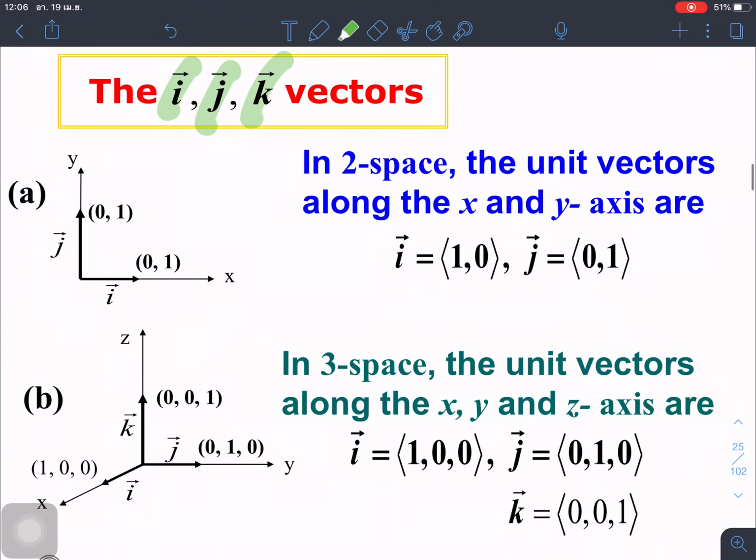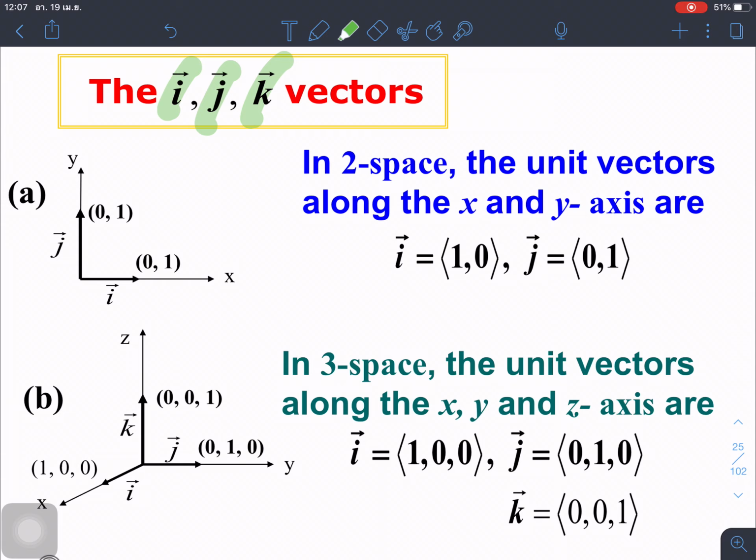Okay, the same concept for the three-dimensional space. You have i, j, and k. Any vector in three-dimensional space can be written as the linear combination of vector i, j, and k. Right. And now let's take a look at what i, j, and k are, and how can we write them as an ordered pair.